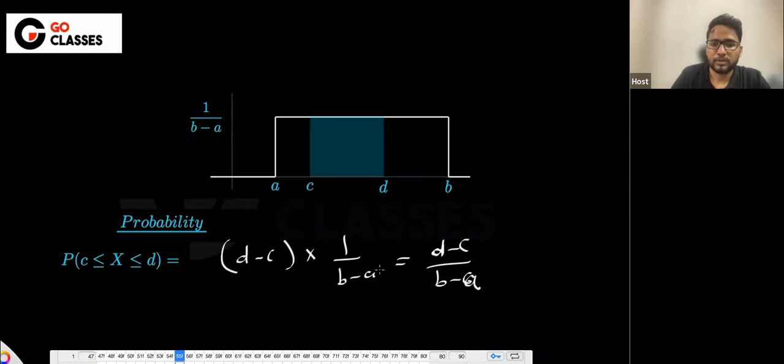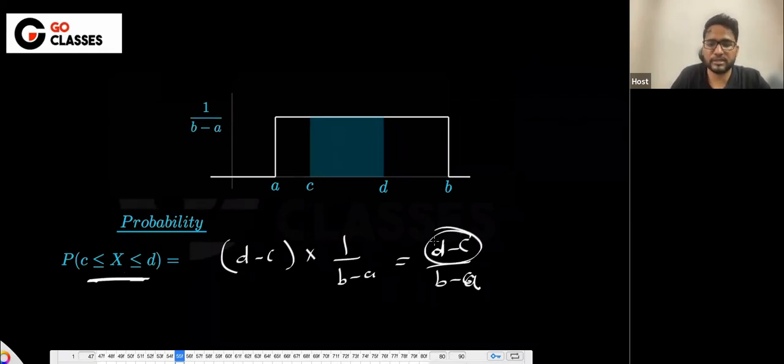So here also, the probability of this interval depends on the length of this interval. If the length is d minus c, then it depends on d minus c. It does not matter where c and d are located, which means if c is 3 and d is 6, then this will be 3. If c is 3 and d is 7, then this will be 4, something like that.